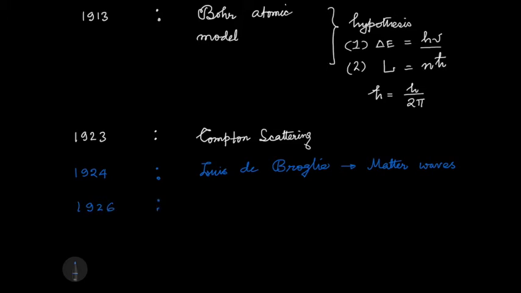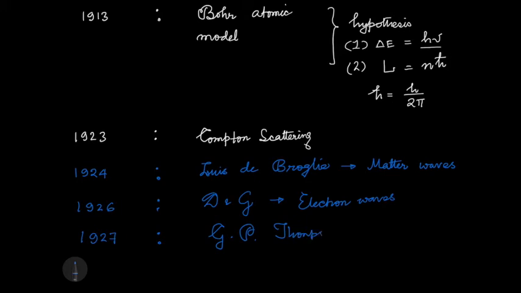And in 1926, Davisson and Germer. So let me write D and G here because this is again something that we'll discuss in detail. They saw electron waves, and again it seems very unsettling, but we will settle it shortly. The same was seen by G.P. Thomson in 1927.